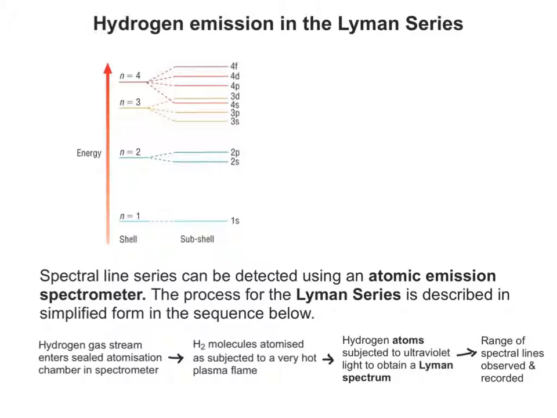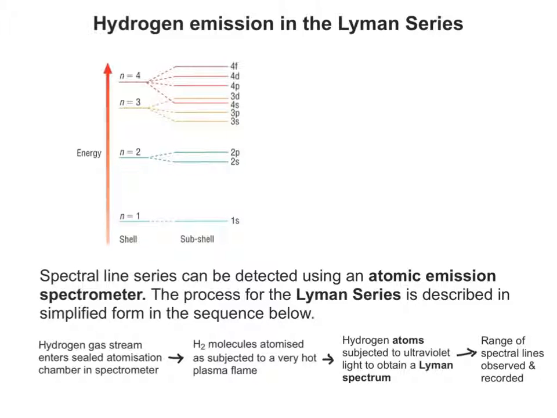And you'd put it into a sealed atomization chamber in the spectrometer. The hydrogen molecules would be atomized. They'd be subjected to a very hot plasma flame. These can be up to 3,000 to 5,000 degrees centigrade, so very hot indeed. The hydrogen atoms that you produce as a result are then subjected to ultraviolet light to obtain your Lyman spectrum, and a range of spectral lines are observed and recorded.